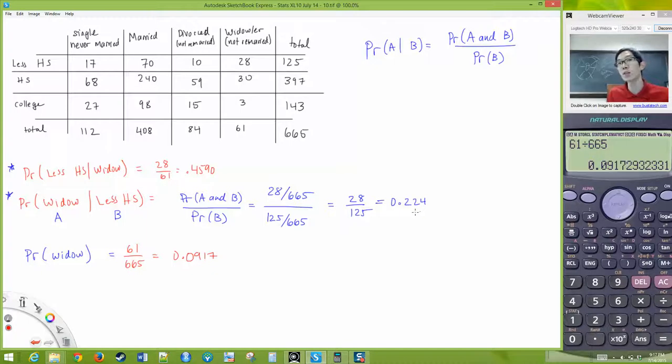So if we know someone's education level is less than high school, there's a 22% chance that this person is a widow or widower. Okay. On the other hand, if we don't know anything about a person, given no other information, the probability that a randomly selected person is a widow or widower is about what? 9%.